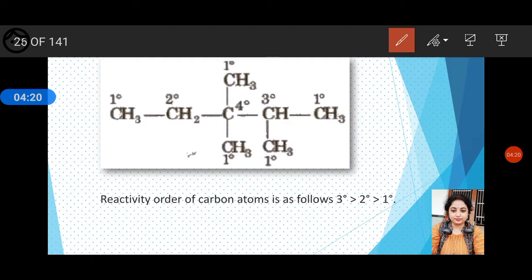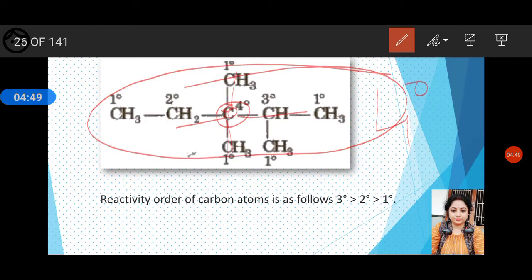Last one, quaternary carbon: a carbon atom linked to four other carbon atoms. See this carbon, this carbon is attached from all four sides with other 4 carbons. So it will be called quaternary carbon, and quaternary carbon has no hydrogen atom. Okay, so this is your representation. Many other examples can be given and you can find out primary, secondary, tertiary and quaternary carbon atoms.